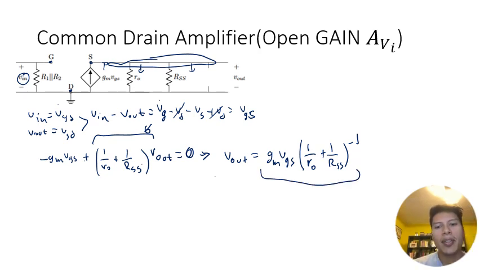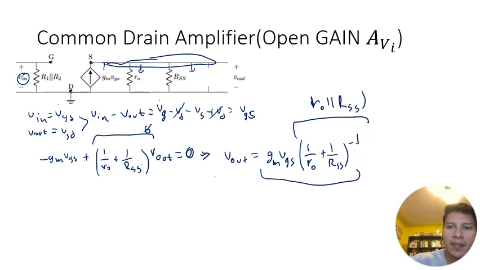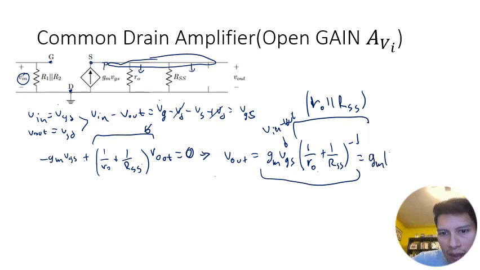All right, so at this point, all I have to do is realize that this is just RO in parallel to RSS, and that this is actually just equal to Vin minus Vout. So now that I will have that, we have that GM times Vin minus Vout times RO in parallel to RSS.